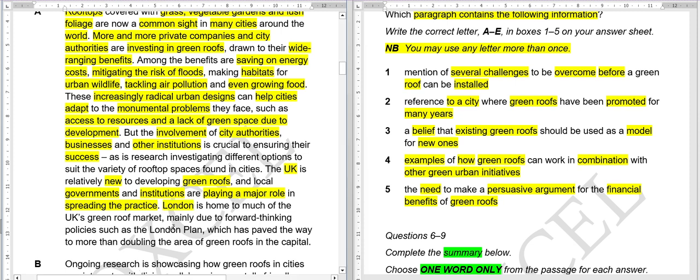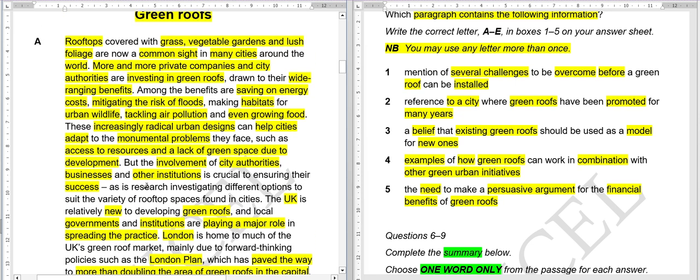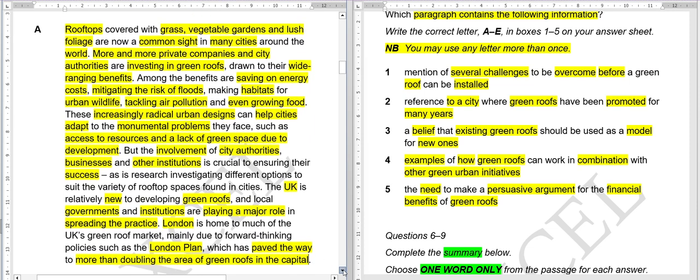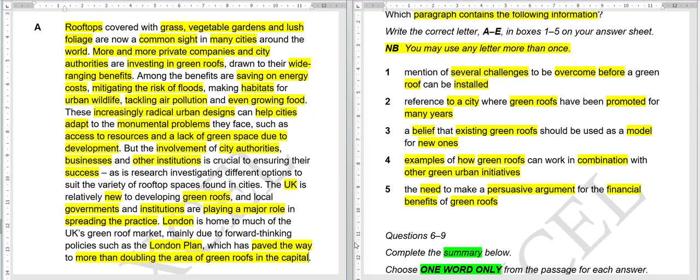London, it's the prime example because of the policy called the London Plan, and it has paved the way for more than double the area of green roofs in the capital. Clear? So London is the capital of England, so they're talking about that particular thing. I hope the paragraph is clear.